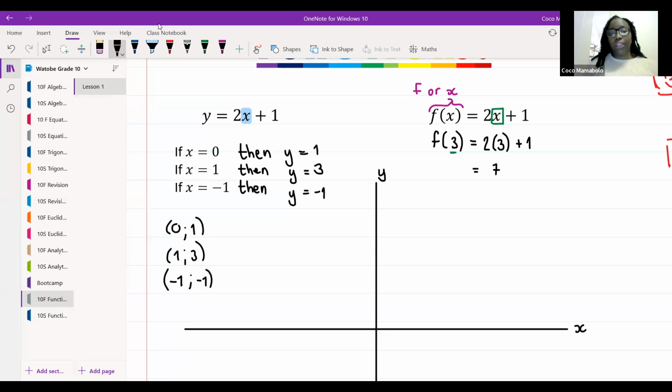Okay, Shaden, do this along with me. Do it along with me. I've got f of x. I've got f of x is equal to 2x plus 1. You see it? F of x is equal to 2x plus 1.